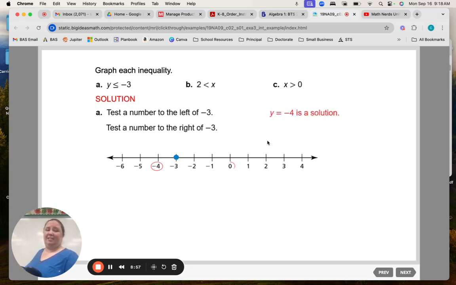Everybody's got the song in their head now. Oh, don't worry about all this stuff. Just remember what I told you. Big Ideas likes to go above and beyond. We don't need to sing it. It's okay. We'll sing it to you later.